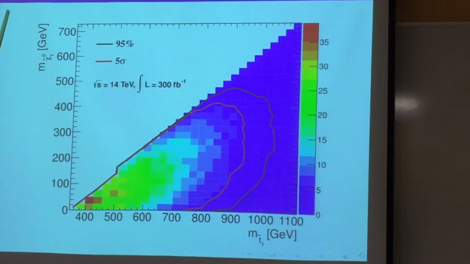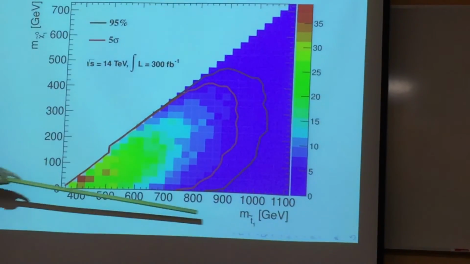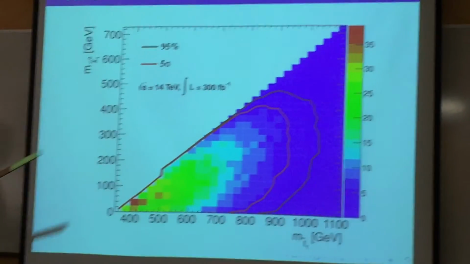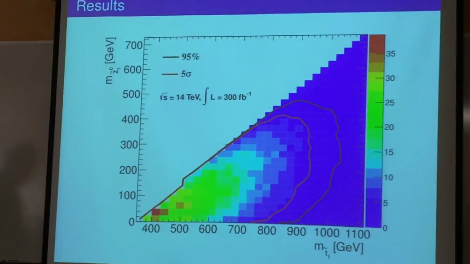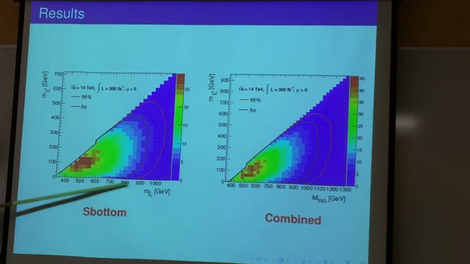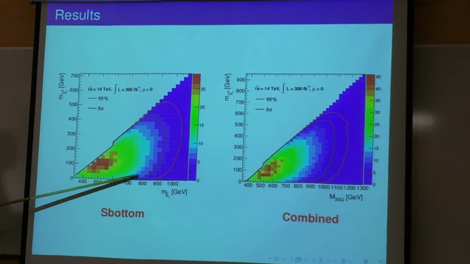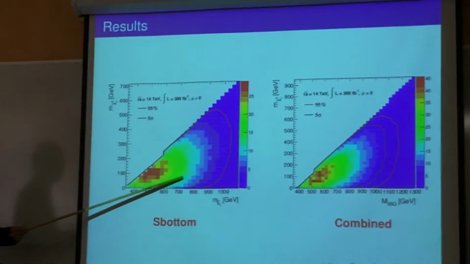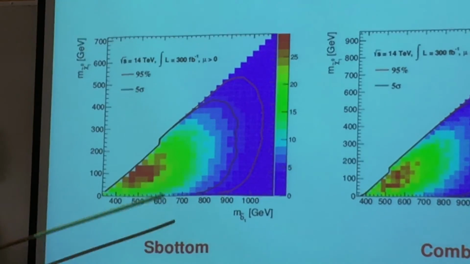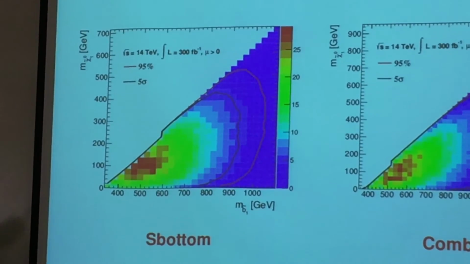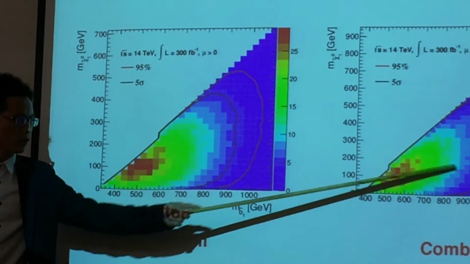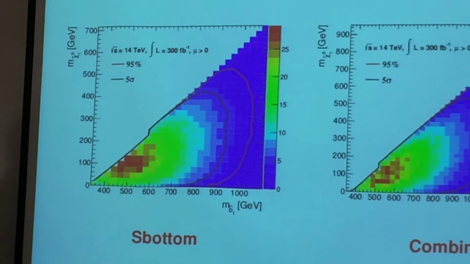Okay, and also we have the stop, and for the Spartan we have very similar final states. So we also do Spartan. The limits for the Spartan are also very similar to the stop. So those two, the Spartan and stop, will have almost the same final states. So we will combine the results. So we have the combined results.